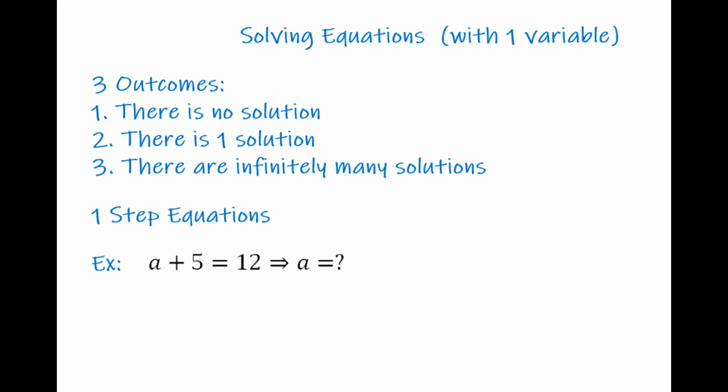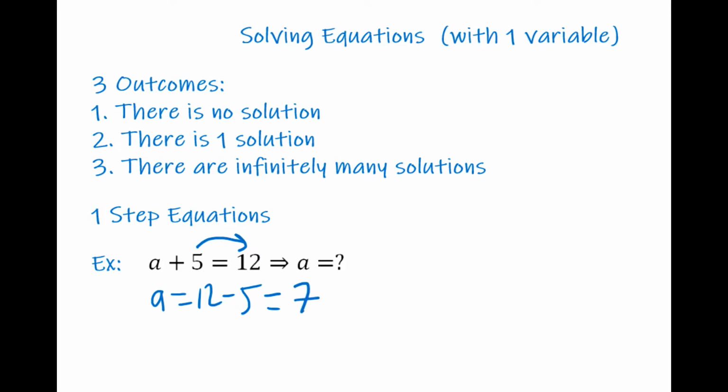Suppose that we have a plus 5, which is equal to 12, and what is a? These questions are regarded as one-step equations. I'm going to just send 5 to the other side to make it negative. So a is going to be 12 minus 5, and that is 7, guys.